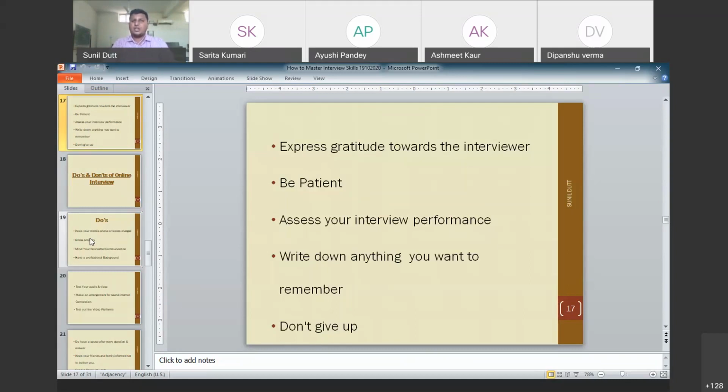because you never know, this interviewer may be a subject expert, or may be among the panel, or an interviewer in your next or another interview. Then better be patient, be calm and composed.